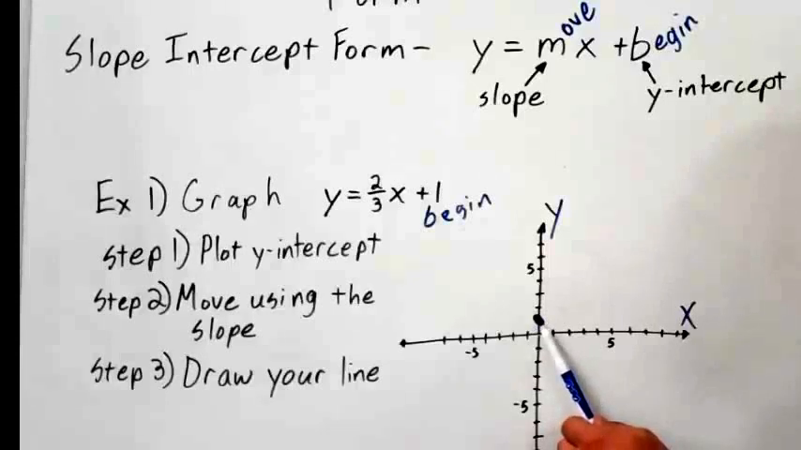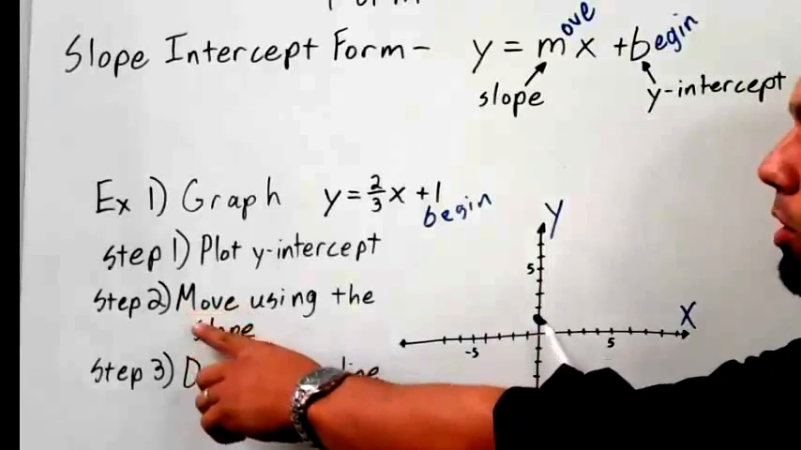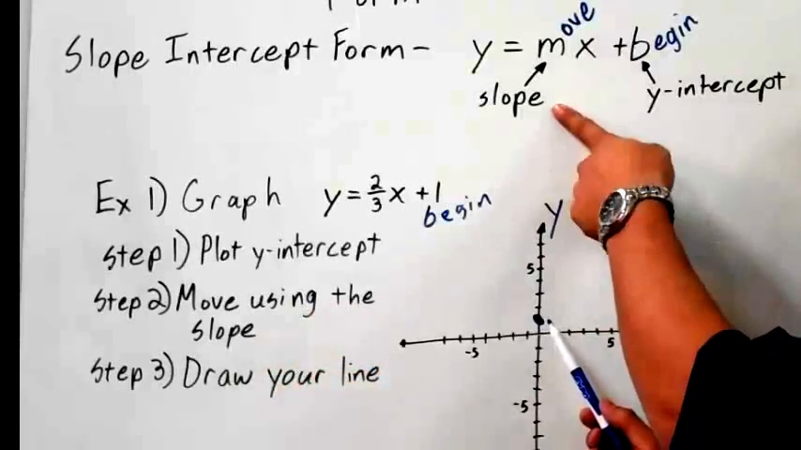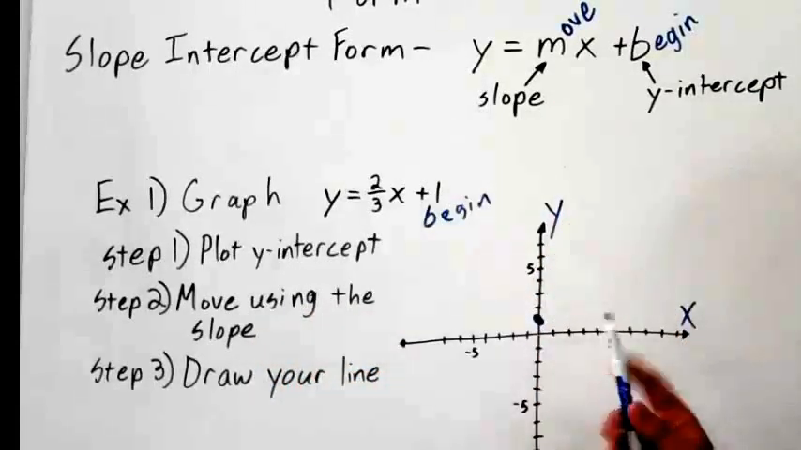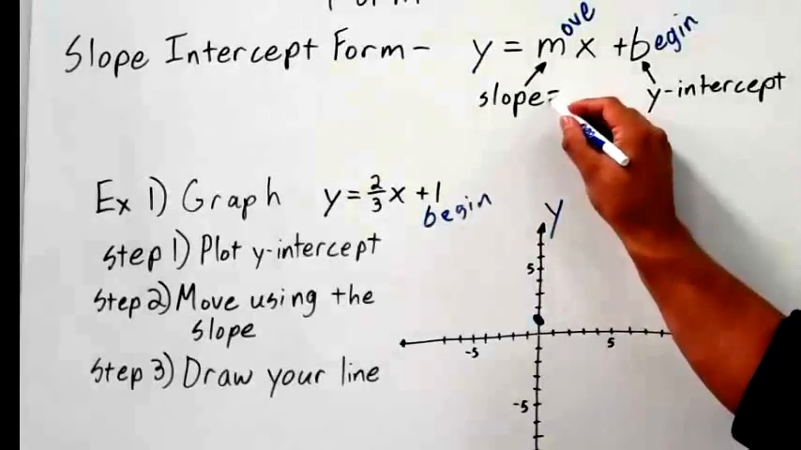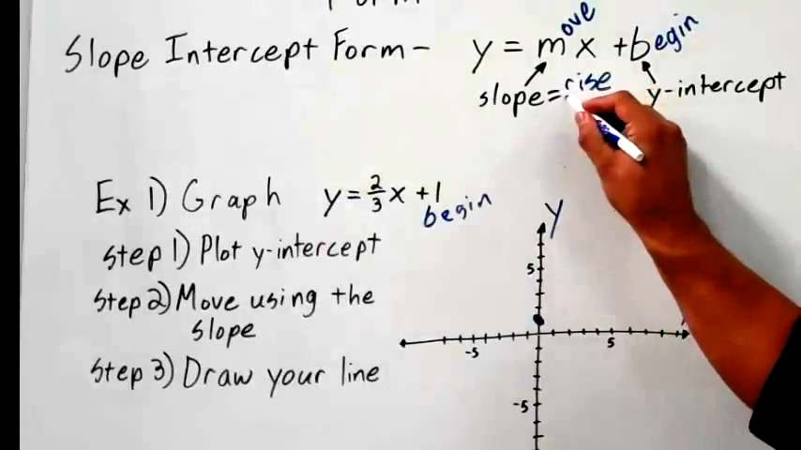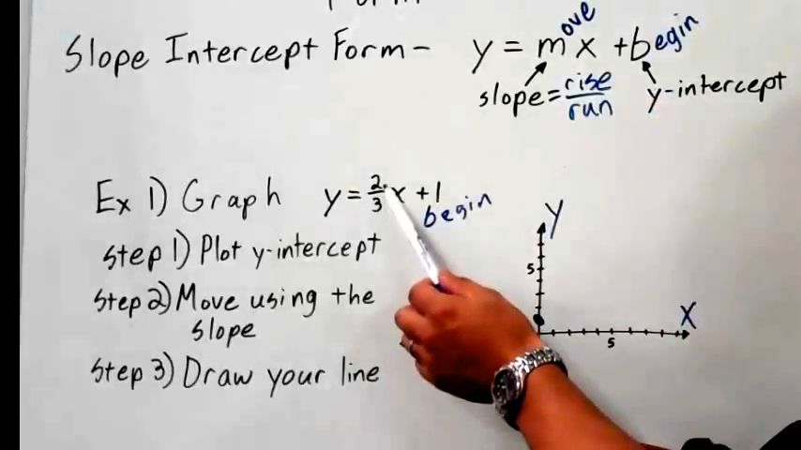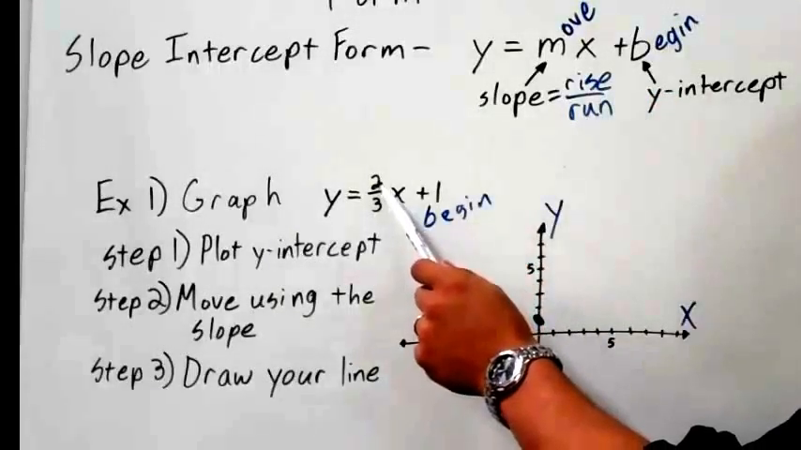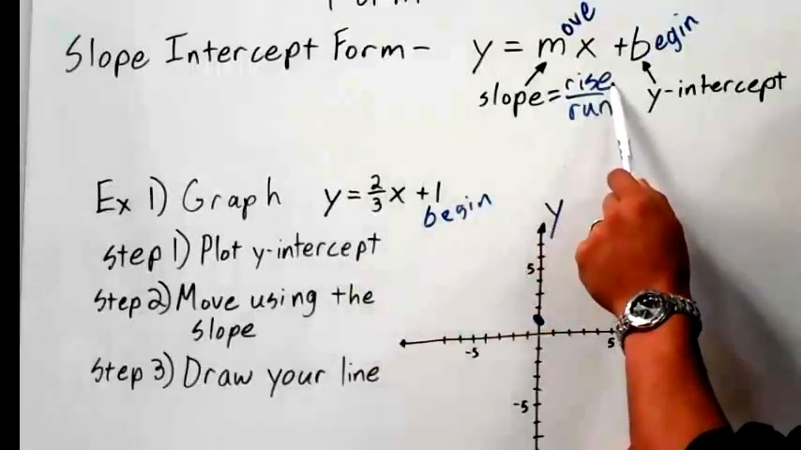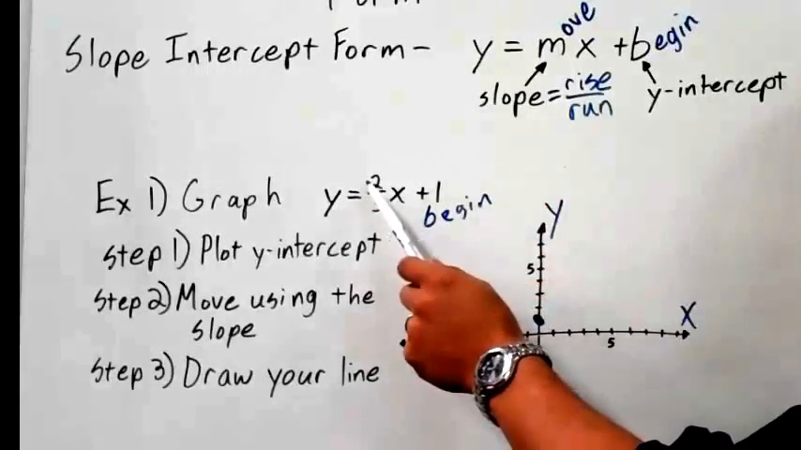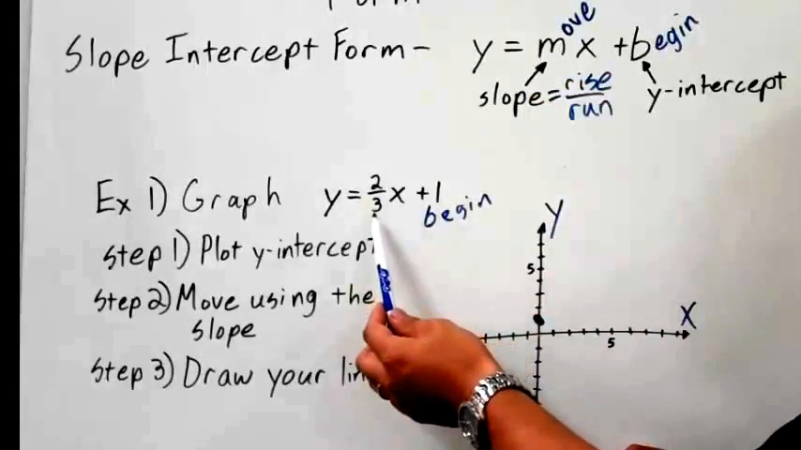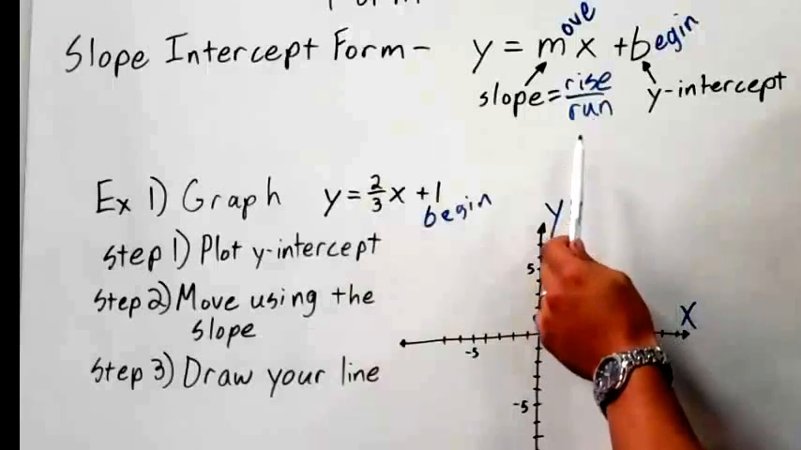Then I leave my pencil there and I do step 2, which tells us to move using the slope. Another word for slope, which you're probably used to, is the rise over the run. So the fact that we have a fraction in front of our x is actually helpful, because the 2 is on top. That tells us how much we're supposed to go up or down, because if it was a negative number, we would go down instead of up. And the bottom number 3 tells us how much we're going to run.